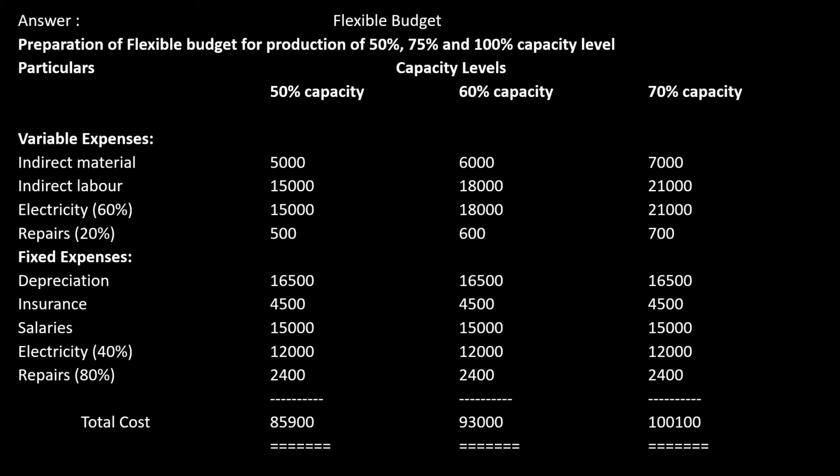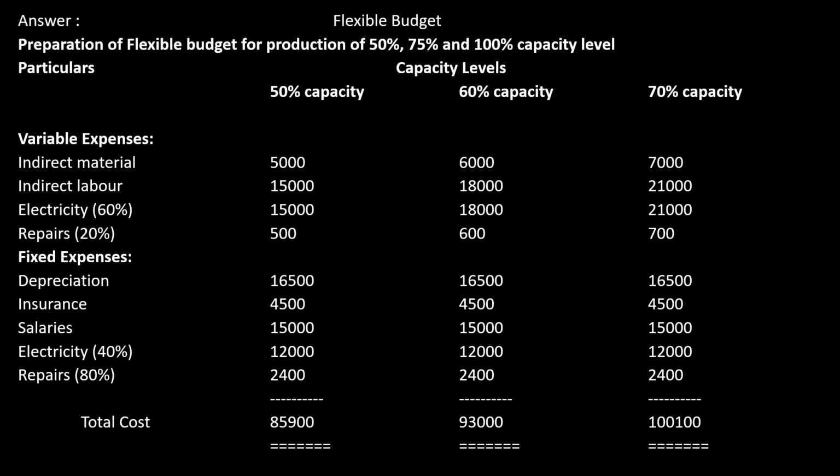Now indirect material is given as 6,000 rupees. So 6,000 rupees divided by 60 will give me 100. Am I right? Which means per unit it's 100. What will it be for 50 units? 5,000. Then for 70 units, it is 7,000. That's the logic. Then indirect labor, in the same way: 18,000 is given in the sum. 18,000 by 60 will give me 300. So 300 into 50 will give me 15,000, and 300 into 70 will give me 21,000. For 60 this will be 18,000 as it is.